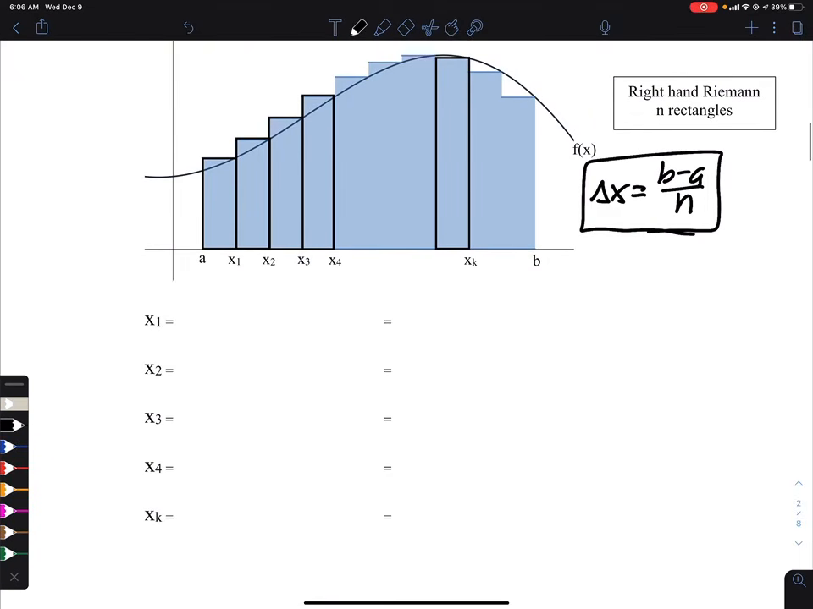So now, to get the height of each rectangle, if you look, the first height is going to be right here. So the height's going to be at x1, so we need to know what x1 is. And then the second height's going to be at x2, so that's what we have to find. But looking at this, we're starting at A, and we're moving over delta x. So x1 is going to be A plus delta x. And delta x is B minus A over n.